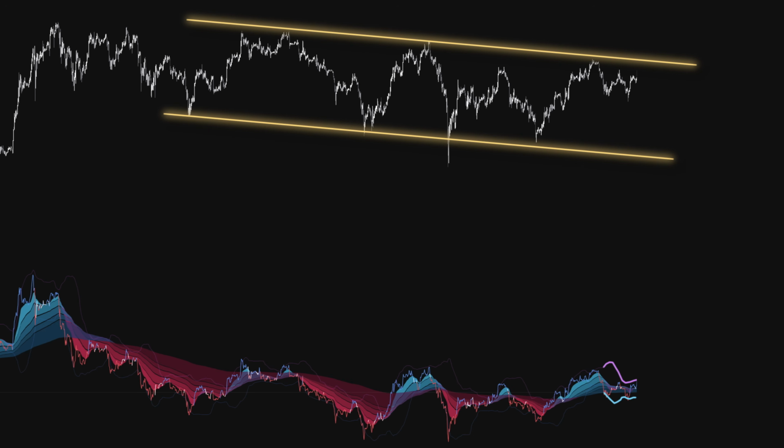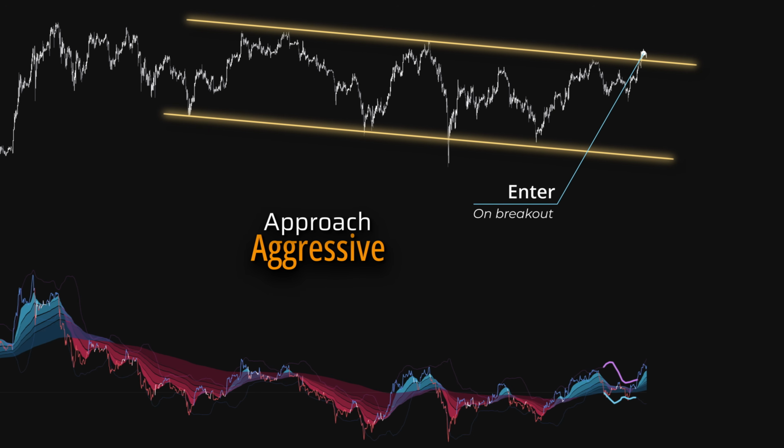Here's where your risk tolerance matters. The aggressive approach? Enter on the breakout itself. Price breaks through your level. RSI surges through the Bollinger Band, and you're in.